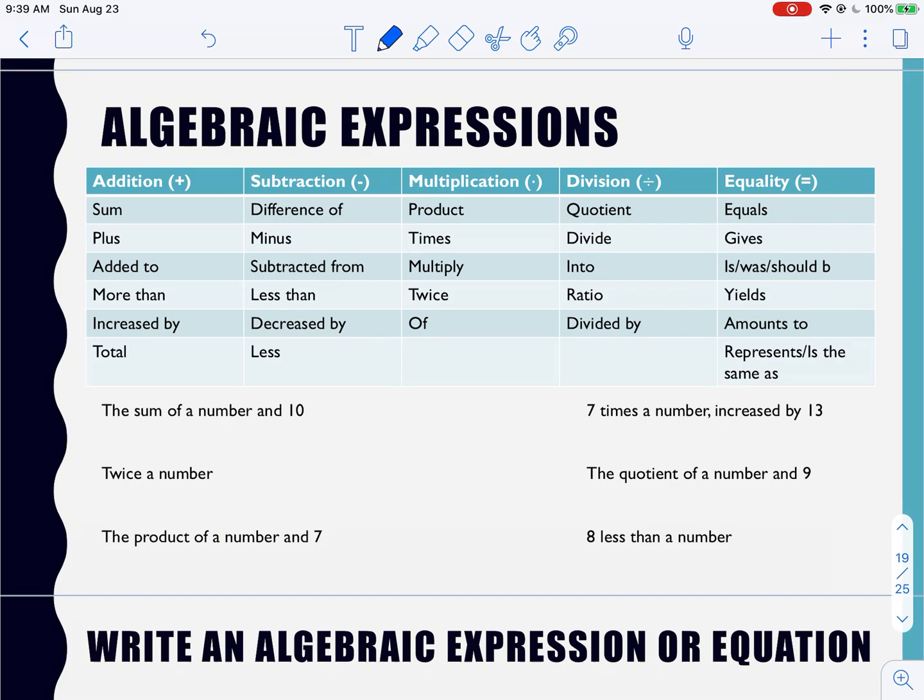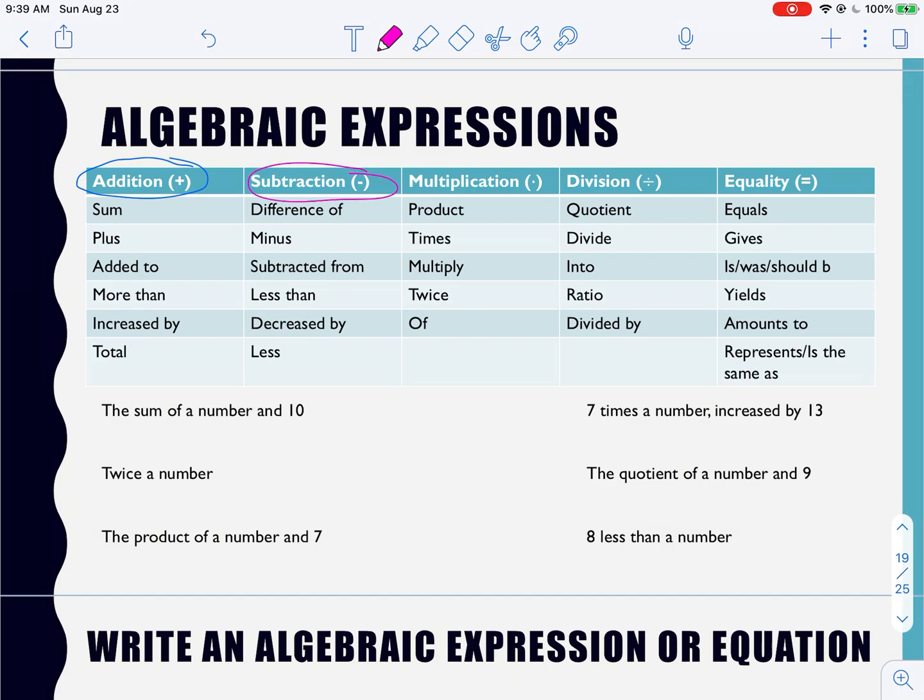So we have a lot of different verbal expressions that can be translated into algebraic expressions. If we want to talk about adding two numbers together, words that mean add are sum, plus, added to, more than. Notice it doesn't say is more than, it just says more than. So 5 more than 3 would be 8, you're adding there. Increased by, total, all of those words mean that you're going to be adding.